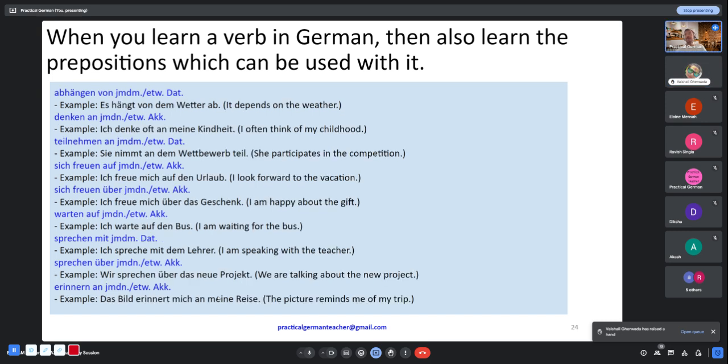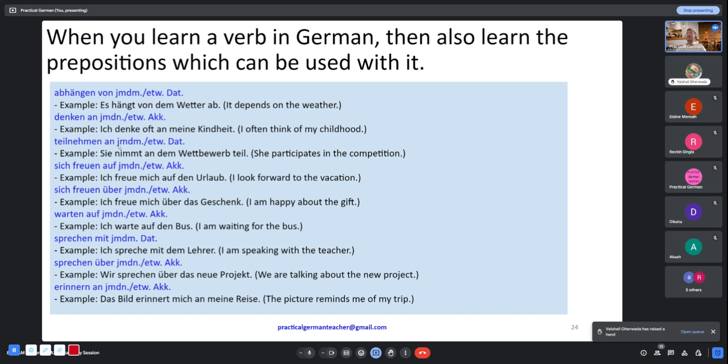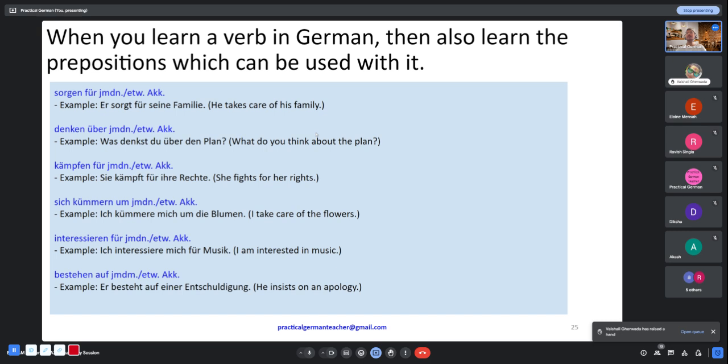So if I go back to this slide, here I told you denken means to think, and denken an means to think of someone. If you want to say think about, then it will be denken über. Here my childhood is not someone, it's a memory, but if you call a friend, you can say, ich denke an dich. So denken an is think of, denken über is think about. Continue, please.